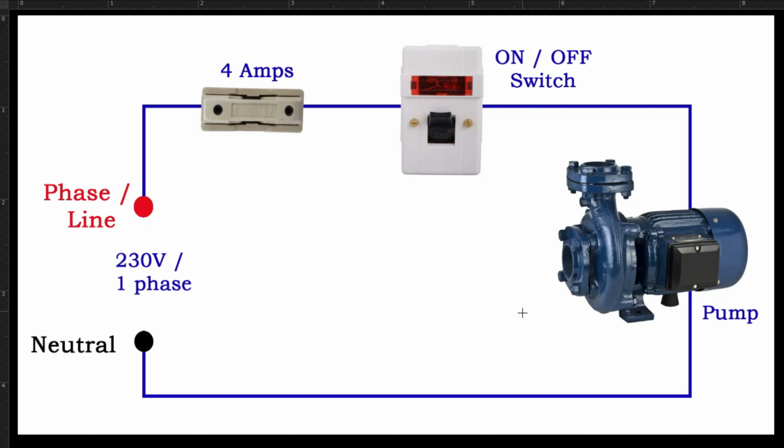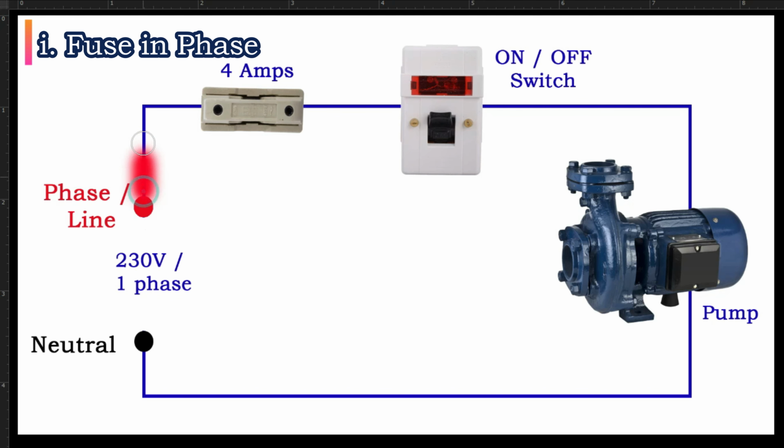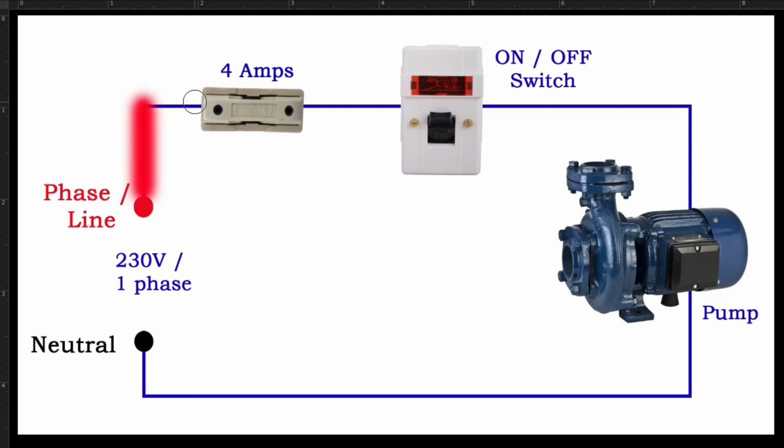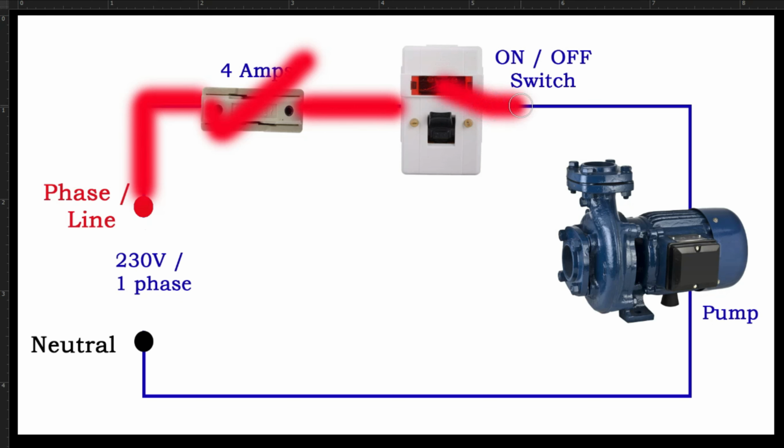Here the fuse is live, so the supply comes from the phase and reaches the fuse. From the fuse it goes to the switch. Once we turn on the switch, the supply goes to the pump. One more thing, the neutral is already connected with the load. So when the phase is connected to the pump, it starts working.